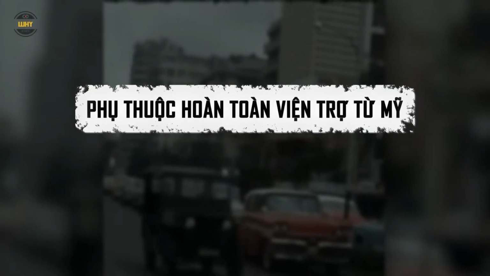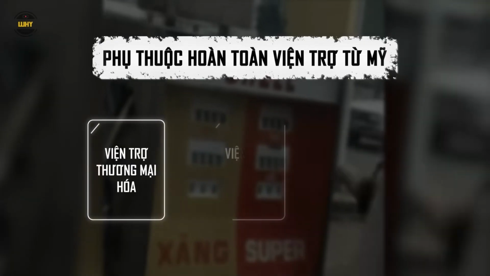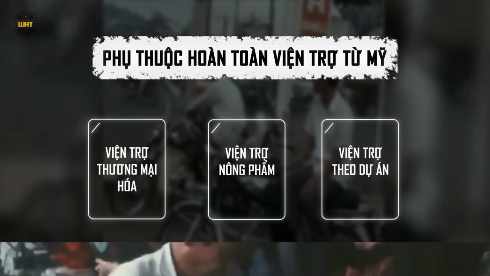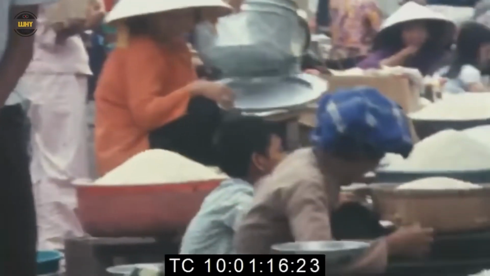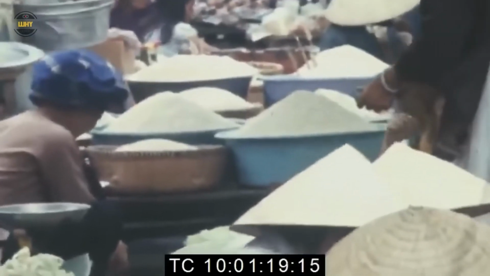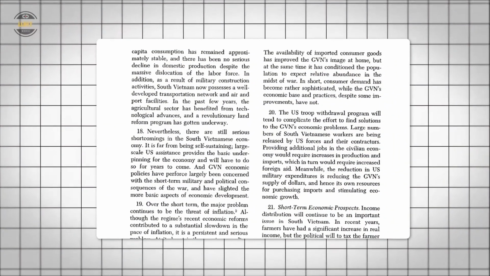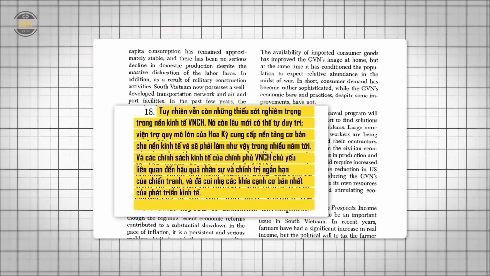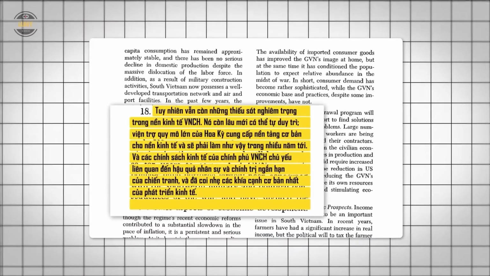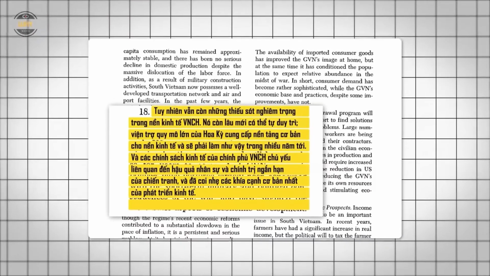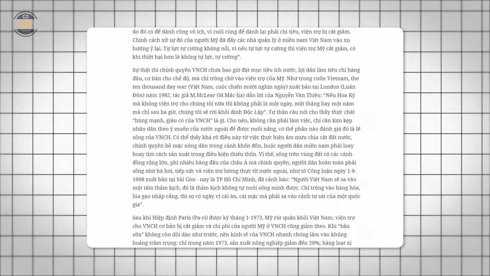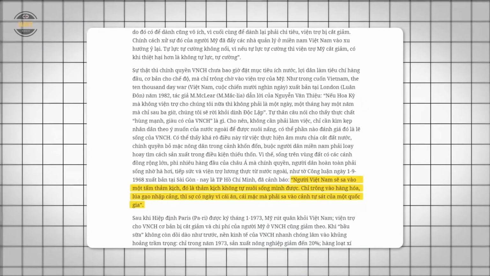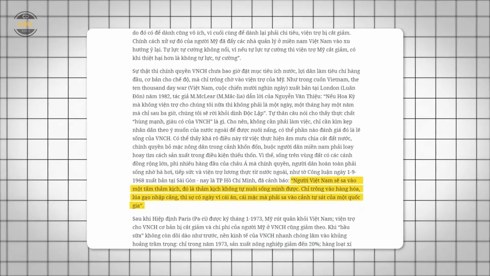The first thing to mention is its complete dependence on foreign aid. The entire Republic of Vietnam relied on aid from the United States. This aid not only provided financial support to maintain government operations, but also assisted in the development of agricultural infrastructure and other sectors. However, dependence on imports, especially essential goods and industrial products, prevented the Republic of Vietnam from developing a self-sufficient economy. According to the CIA, the economic policies of the Republic of Vietnam mainly focused on responding to the short-term consequences of the war, neglecting sustainable development and economic self-reliance.